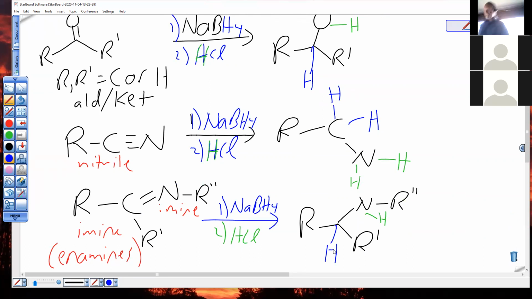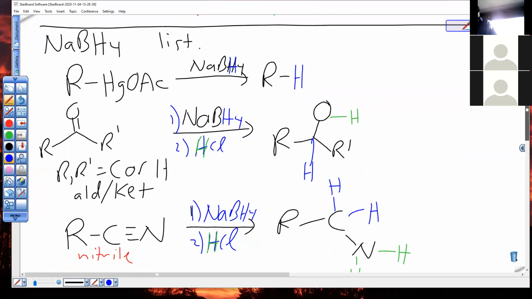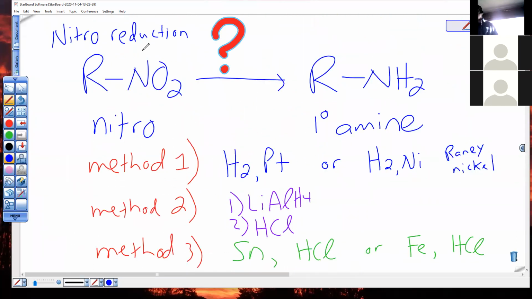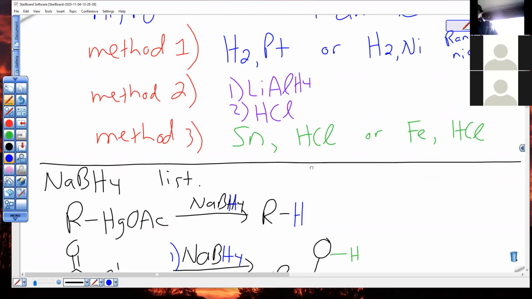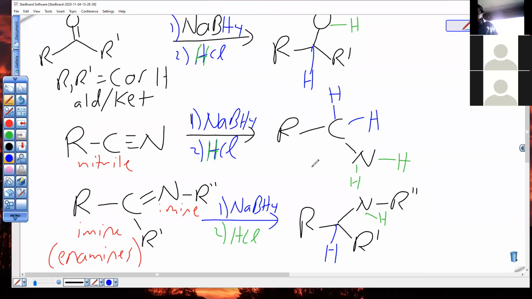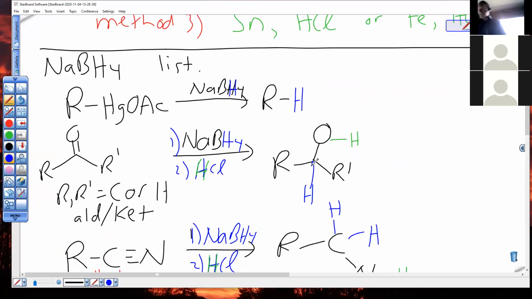And that is actually a great spot to stop this segment. Reducing nitros, very important. These are the ways we've learned, and a little review of NaBH4. Do not add to this list. We've been adding to that lithium aluminum hydride list nonstop. We will not be adding to this list.